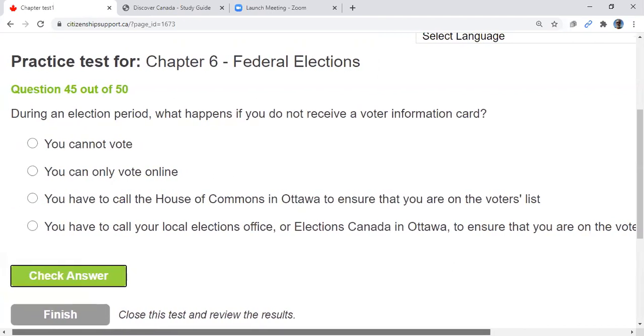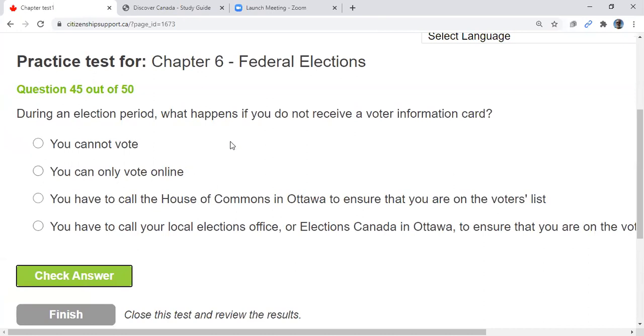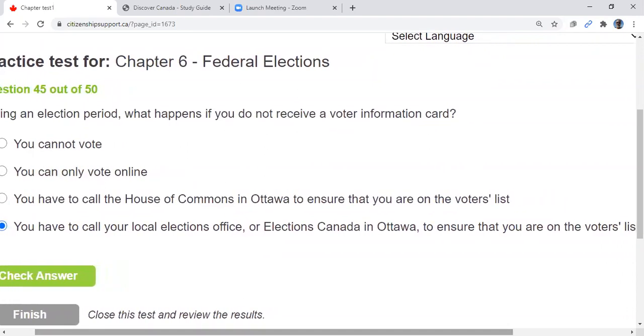So if you don't get an information card, what do you do? Number one, second, you can still vote, but you have to do something. What do you do? Number three? Well, you could do that, but there's a better thing. Four. Yeah. Oh my God, very long. It's okay. You have to call your local elections office or Elections Canada.